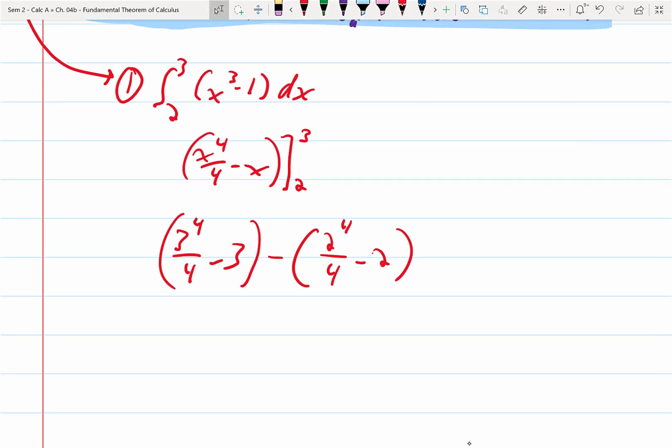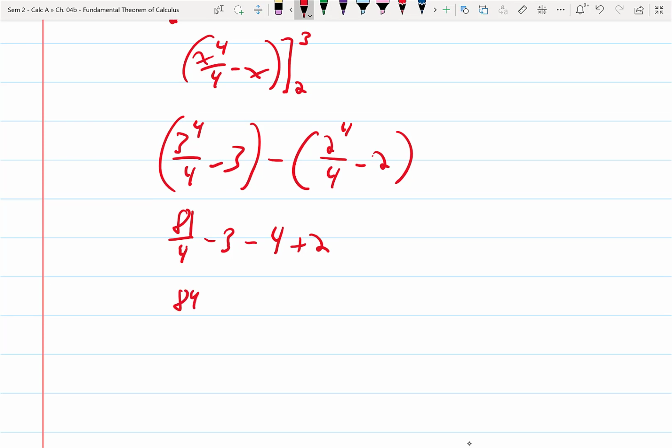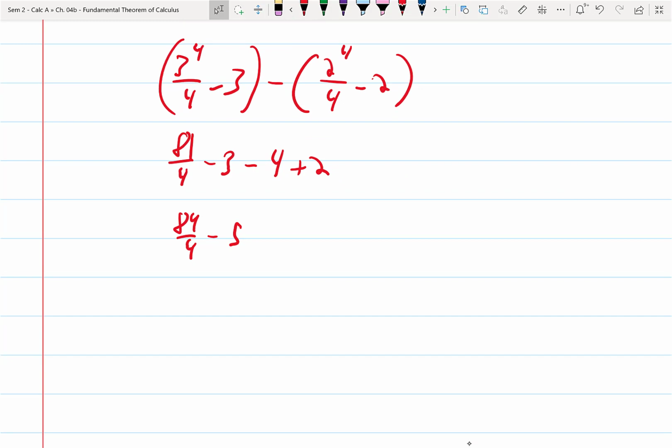There's no c. There would be if I took an antiderivative, but the c's would cancel. You'd have a c minus a c. We don't include c's when we have a definite integral. Your result in a definite integral is a number. And that number here, 81/4 minus 3, minus 2 to the 4th over 4 is 4, then plus 2. 81/4 minus 7 plus 2, and 81/4, sorry, it should be 81, not 84, 81/4 minus 20/4, or 61/4.